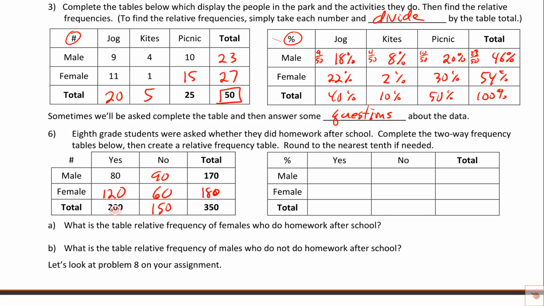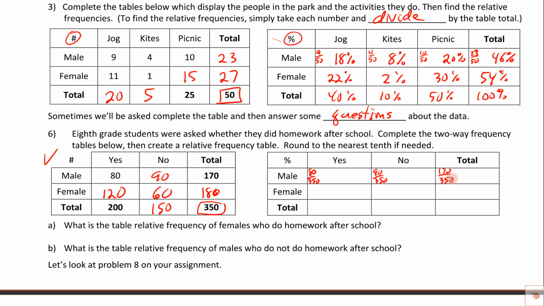And let's just double check. Does 200 plus 150 equal 350? And it does. So we've got this one taken care of. Now we want to take each one of those and turn it into a fraction, a ratio that we can turn into a percent. So let's take a look here. We're going to take 80 and use the table total, and then we're going to do the 90 divided by the table total and so forth. So I'm going to write down some work over here. This is going to be 80 over 350. This is going to be 90 over 350, and this is going to be 170 over 350.